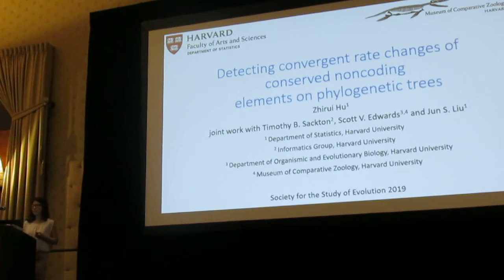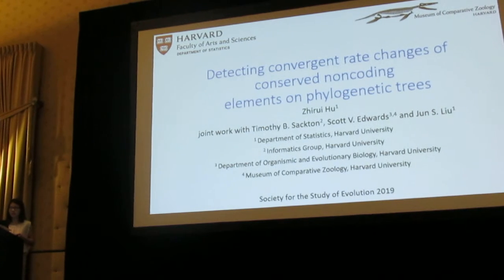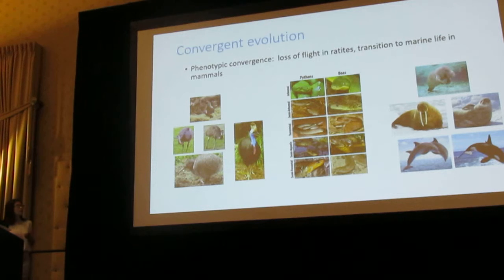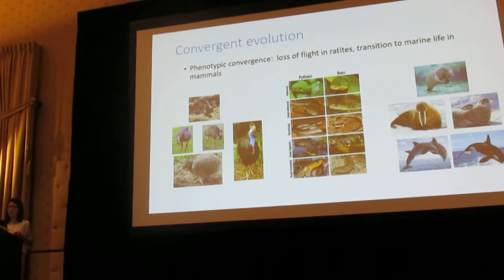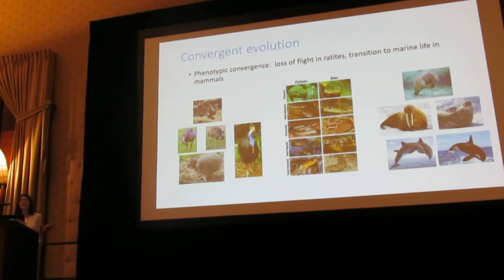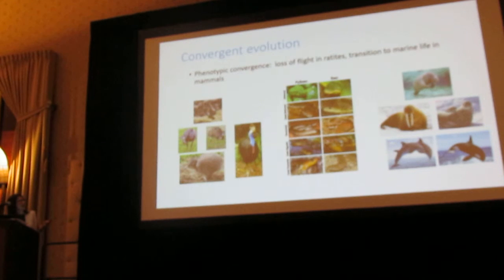And I will present a new method to detect convergent rate shifts for non-coding regions on phylogenetic trees. The motivation of our new tool is to identify regulatory regions associated with phenotypic convergence. Here are three examples of phenotypic convergence: loss of flight in birds, in pythons and boas they evolve into similar traits, and transitions to ocean life in mammals.